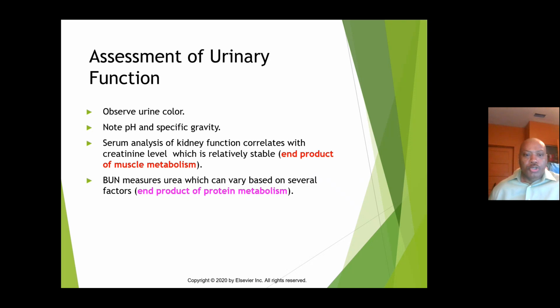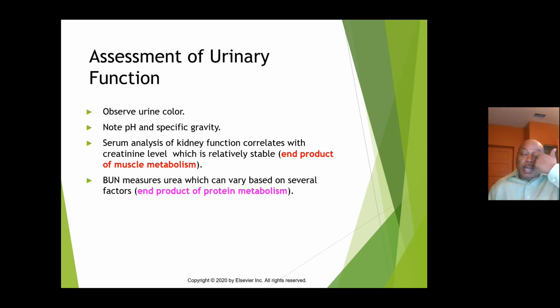You should also note that the normal BUN is between 10 and 20 milligrams per deciliter of blood, and the creatinine is between 0.7 and 1.5 milligrams per deciliter. All right. And as I said, we normally measure kidney function by looking at the creatinine levels, again, the end product of muscle metabolism. And this is pretty constant from day to day as long as the kidneys are doing their jobs. And as I also mentioned, the BUN is a measure of, or end product of, protein metabolism.